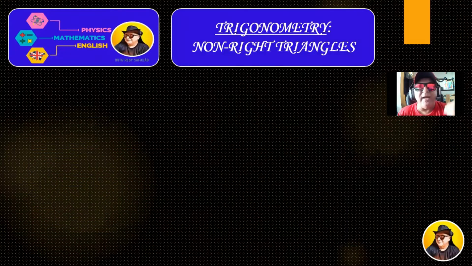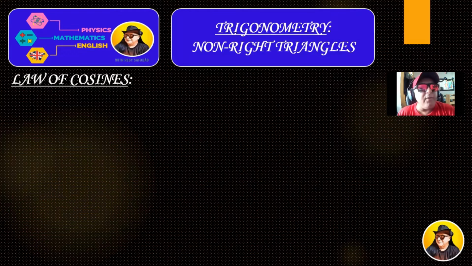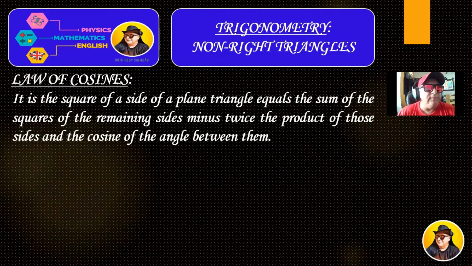Well, today we are going to talk about trigonometry in non-right triangles. Talking about the law of cosines. Let's see what it is. It is the square of a side of a plane triangle equals the sum of the squares of the remaining sides minus twice the product of those sides and the cosine of the angle between them.